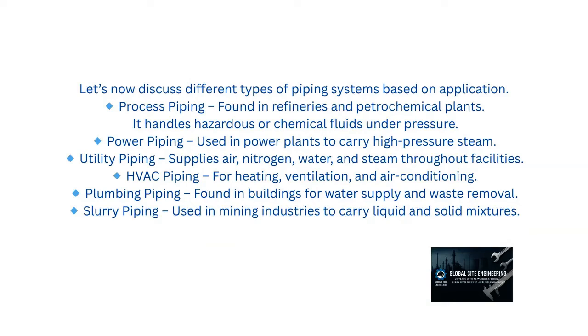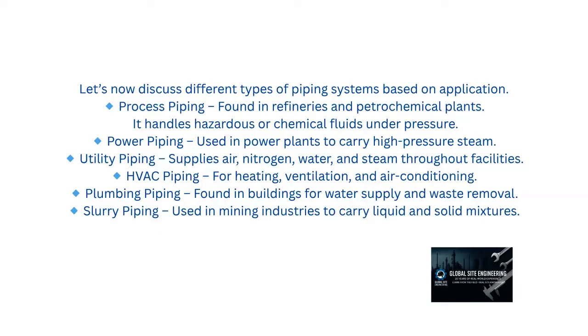Let's now discuss different types of piping systems based on application. Process piping, found in refineries and petrochemical plants. It handles hazardous or chemical fluids under pressure. Power piping, used in power plants to carry high-pressure steam.